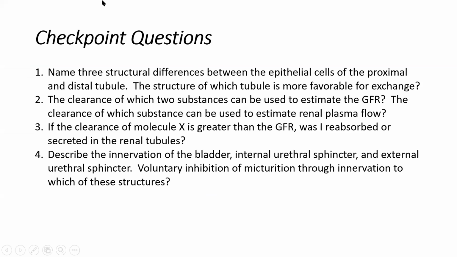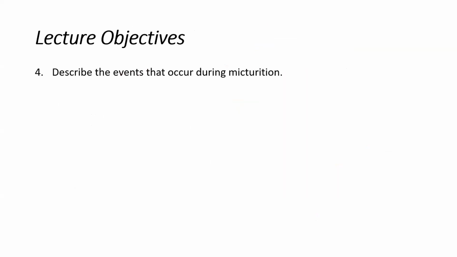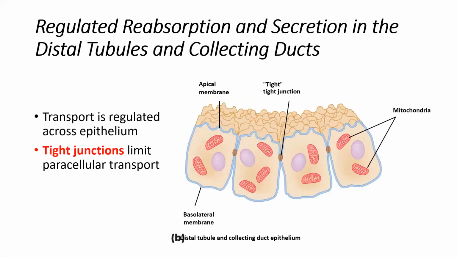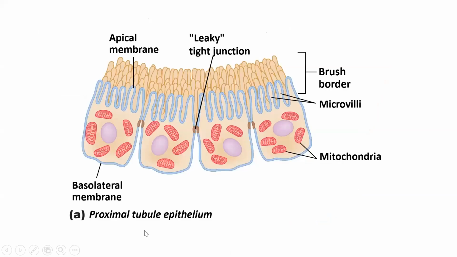All right, so just to go over these checkpoint questions, the first one: name 3 structural differences between the epithelial cells of the proximal and distal tubule, and then the structure of which tubule is more favorable for exchange. So we talked about the difference between the epithelial cells of the PCT and the DCT. One, the epithelial cells of the proximal tubule have a leaky tight junction, so they can facilitate movement that's going from the lumen into the capillaries.